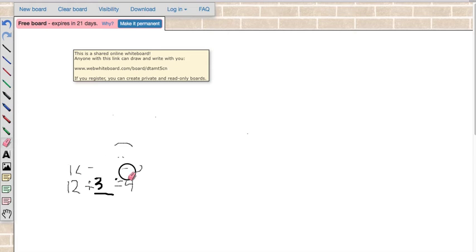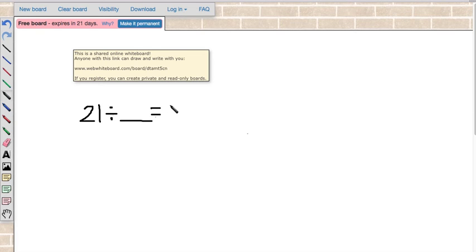Right now, looking at the fact family is easy. But now let's start doing it without even looking at a fact family. Imagine they tell you 21 divided by what equals 7. You don't have a fact family, just that sentence. Even if you don't have a fact family, always think that doing it backwards, you're going to find the answer.